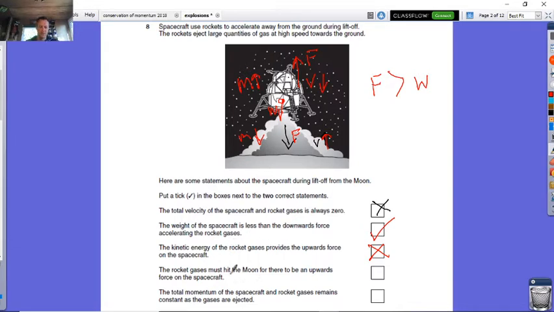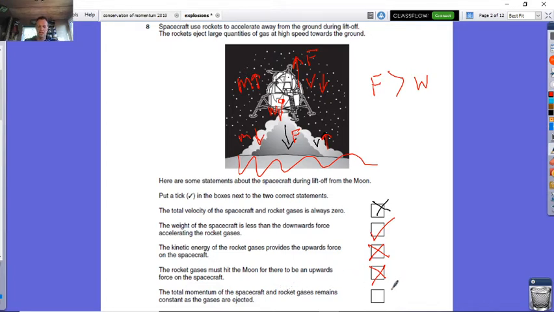The rocket gases must hit the moon for there to be an upwards force on the rocket. No. You can have no moon here whatsoever, and it will still move away. If you're going to the moon, and you've got the rocket in the middle of nowhere between the moon and the Earth, and you blast out the gases in one direction, won't the rocket start to move? So that's wrong.